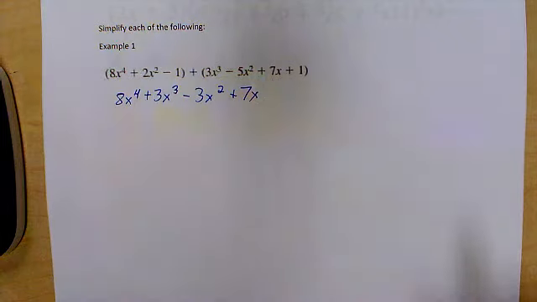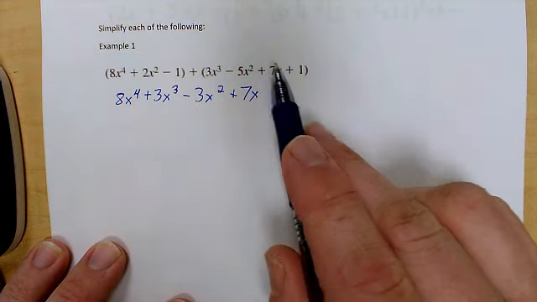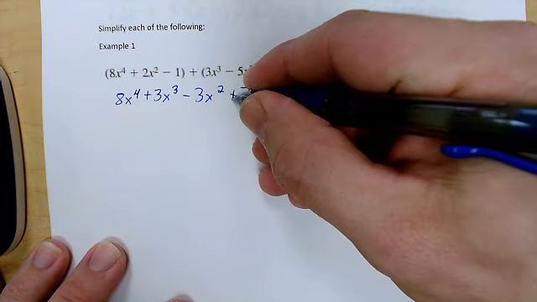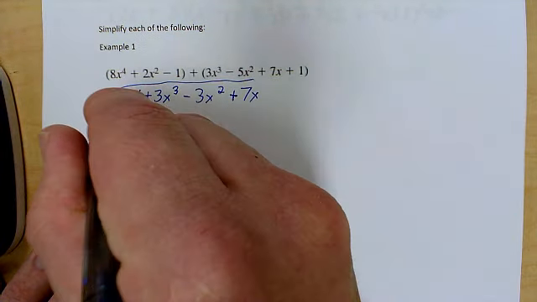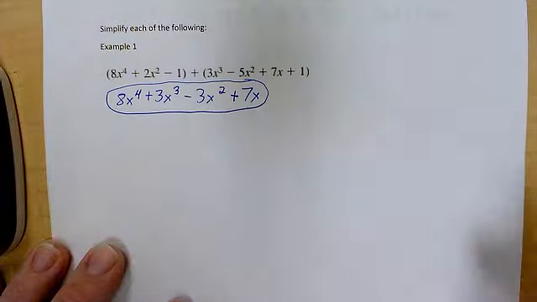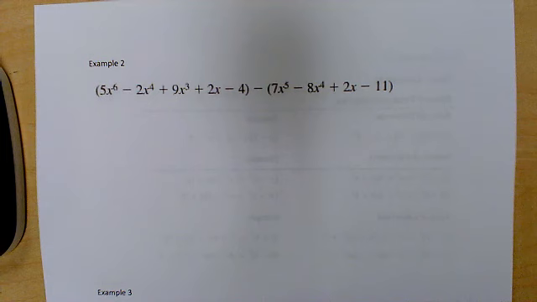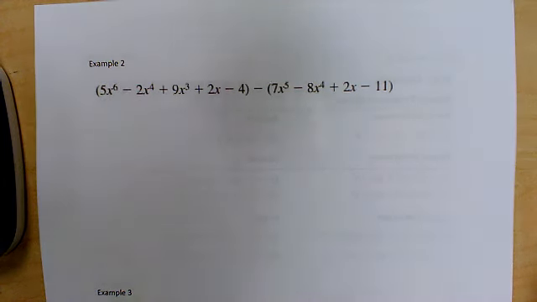And now add any constants together. So negative 1 plus positive 1 would be plus 0, so I'm not actually going to even bother writing that. And this is my final answer on example 1. So example 2 actually follows suit.